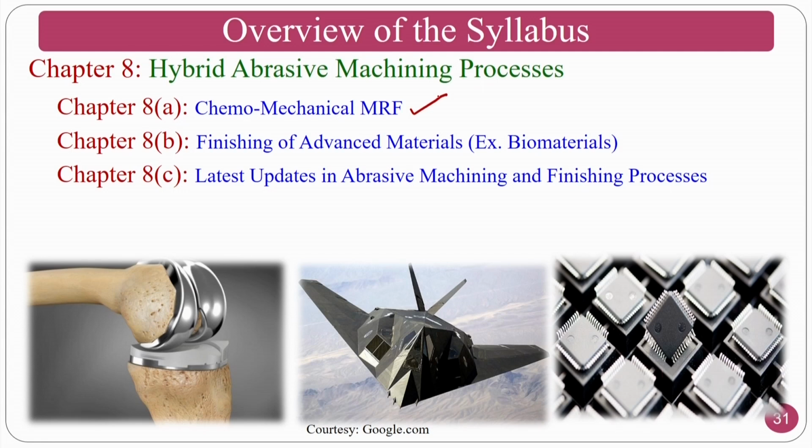In the last chapter, we will study about hybrid abrasive machining processes and finishing processes. One is the chemomechanical MRF we will study, where the chemical aspects of this particular process also come into the picture, along with the magnetorheological finishing process. Finishing of advanced materials like biomaterials, electronic materials, and aerospace materials, wherever required. Normally, the complex surfaces of a knee implant, which is a biomaterial, you have to finish, and components which are used in fighter jets and other aerospace and defense applications, and silicon based electronic things also.